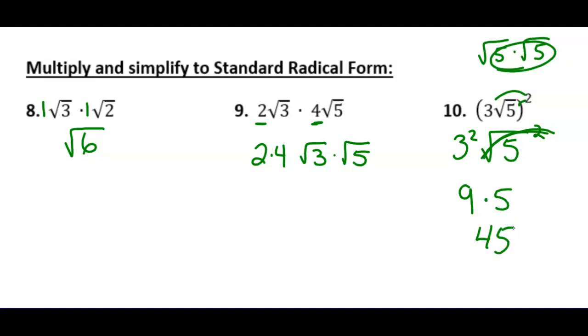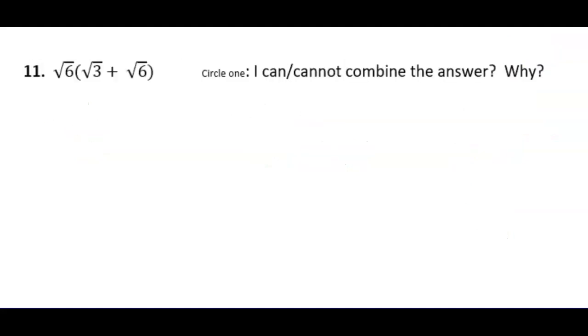Okay. There's one last problem that we have to do, which is going to be kind of tricky because we need to distribute this in. And we want to see what happens. So 6 times 3 gives me 18, both under the radical. And now I'm going to do 6 times 6. What am I going to get? I'm going to get 36.